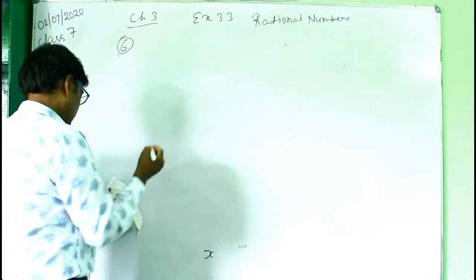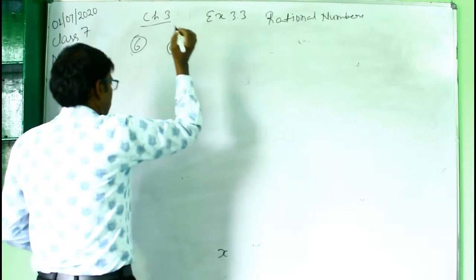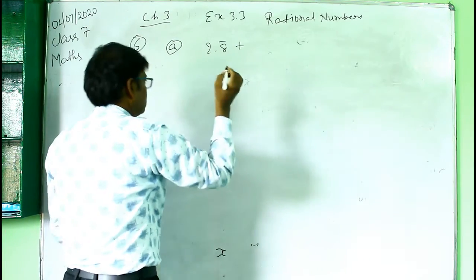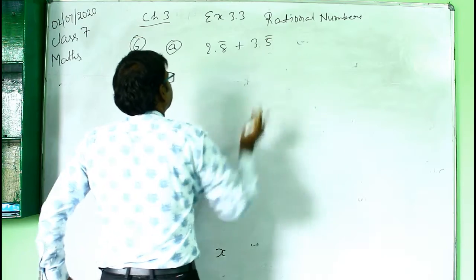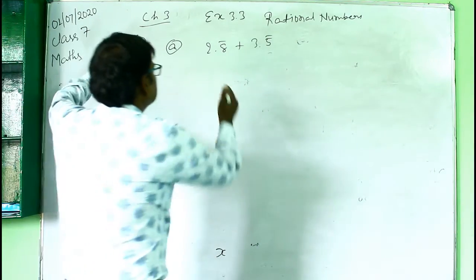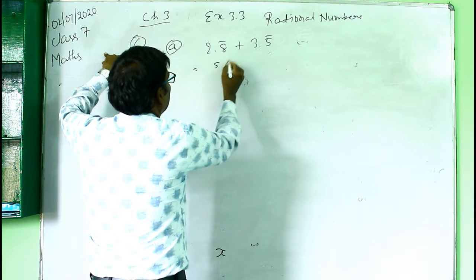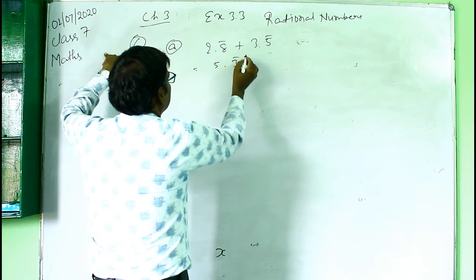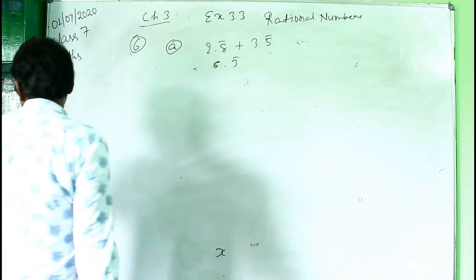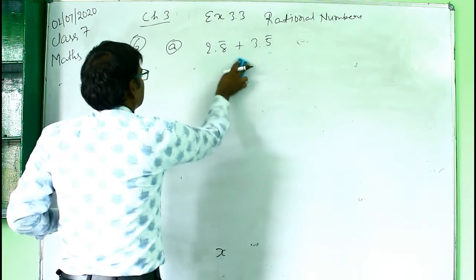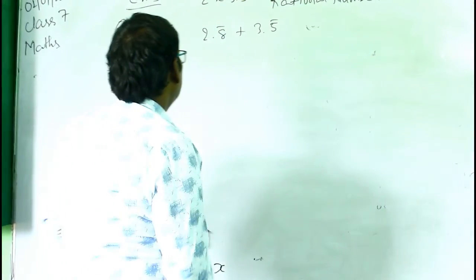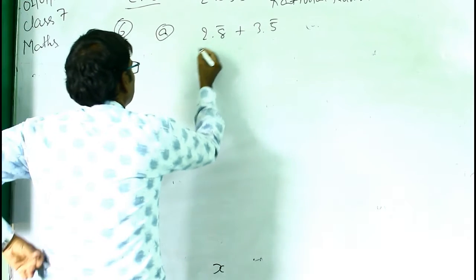And question number 6. In this question you cannot add directly. I will do question number 1. You have 2.8 bar plus 3.5 bar. In this question you cannot write 3 plus 2 is 5, 8 plus 5 is 13, then 3 bar, then 3 plus 2 is 6, so 6.3. This is not the correct answer. So first we will write this number in decimal fraction form, and also this in fractional form.